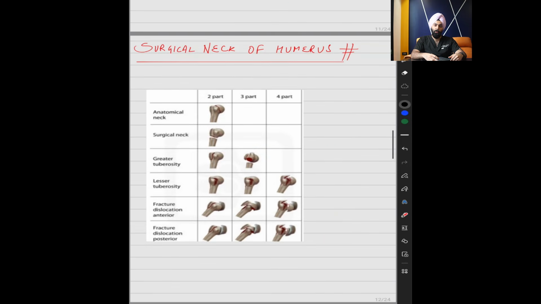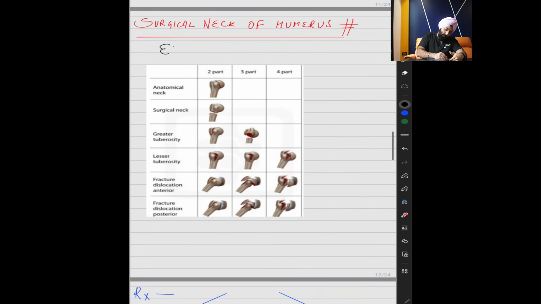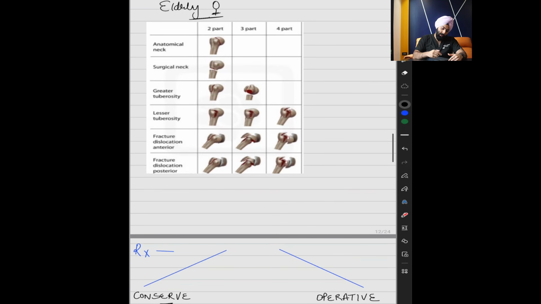So moving on to the next topic, that is the surgical neck of humerus fractures. Basically, proximal humerus fractures में we are going towards this. Elderly females में more common होता है because of the osteoporosis subsequent to the menopause that causes decrease in the bone mineral density. And इसकी classification, this is the Neer's classification for proximal humerus fractures. इसमें basically we divided it into 2 part, 3 part और 4 part depending upon कौन से part में fracture है. Anatomical neck, surgical neck, GT, LT or fracture dislocation that could be anterior or posterior.